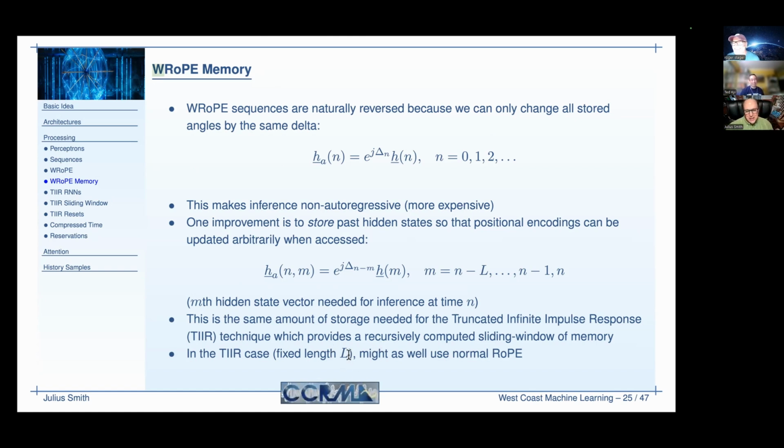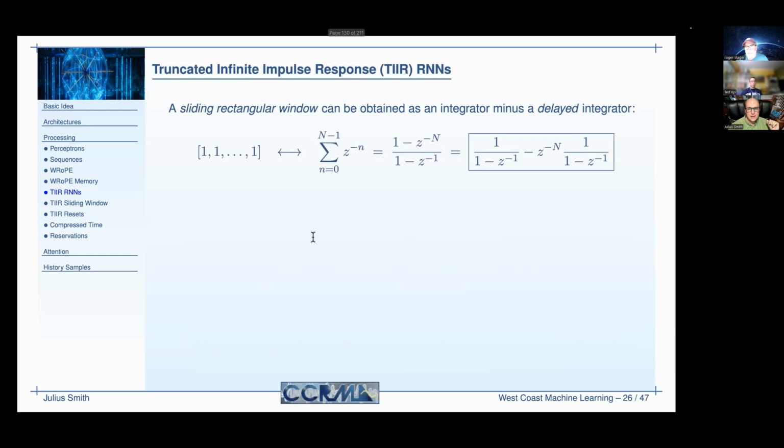So thinking about this more, what it really suggests is that you go ahead and just have a finite sliding window. And if you're going to do that, you might as well use the TIIR trick that we talked about just briefly. So that's the truncated infinite impulse response technique. And this is also just straight out of well-known signal processing. And so here's where TIIR filters come up.